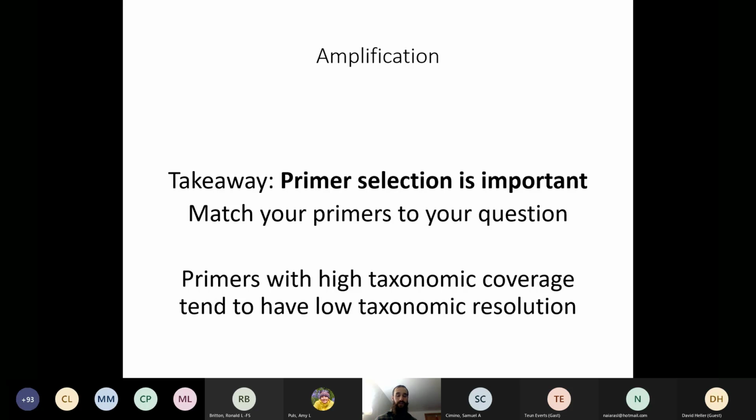There is no one fish metabarcoding primer set that you should use for all questions. You are probably going to need to match the primers that you use to your specific question. We can talk about this more during the discussion period, but for example, primers that have high taxonomic coverage tend to have lower taxonomic resolution. So there are trade-offs when you're selecting your primers.